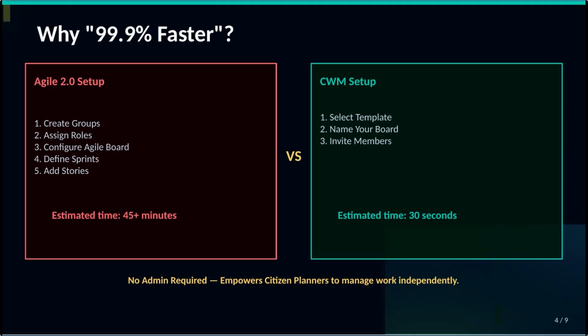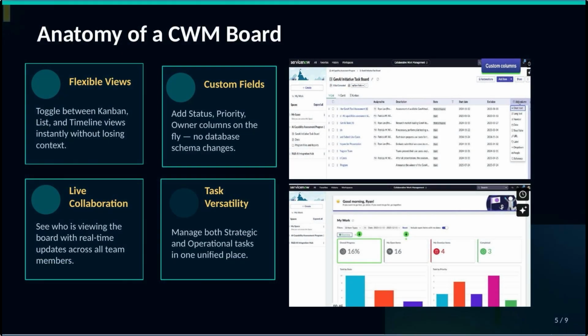We are in collaborative work management. This is a very intuitive, very flexible board. The product owners themselves can set up their board in 30 seconds. That was the beauty of the 99.9% faster agile. That's why I took this topic. Let's move on to the beauties of collaborative work management boards.